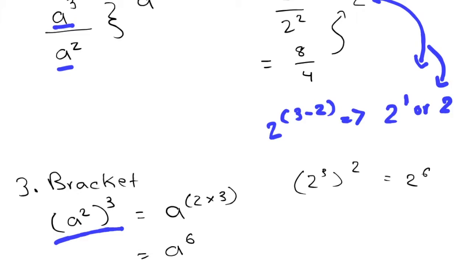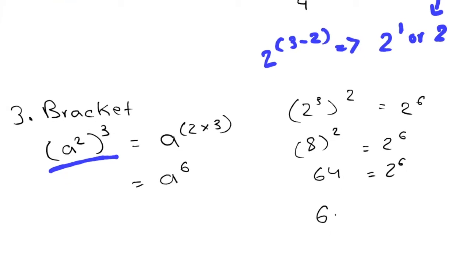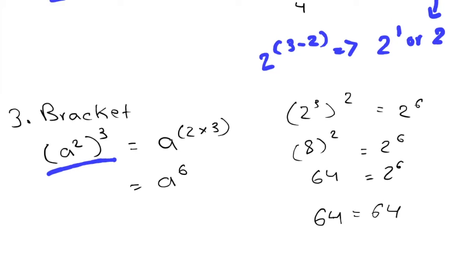But using algebra, we can solve it, so just to make sure that the bracket exponent law does work. 2 to the power of 3 is 8, and 8 to the power of 2 is 64. So 2 to the power of 6 here, and 64 is equal to 2 to the power of 6. And last time I checked, 2 to the power of 6 was 64, which means that the bracket exponent law does indeed work. 64 is equal to 64, meaning that the bracket exponent law is correct.